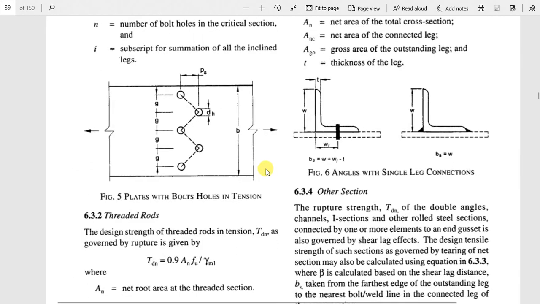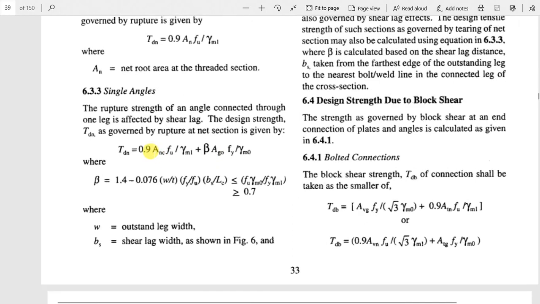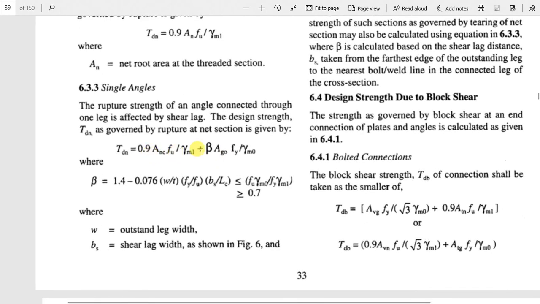So next, what if you are using angles? You have to go with this formula: 0.9 into ANC FU divided by gamma M1 plus beta into AGO into Fy divided by gamma M0. This beta I can get from this formula over here, and the value which you get for beta should be less than or equal to this particular value, and also it should be greater than or equal to 0.7. And you all know what is FU, and you all know what is Fy.